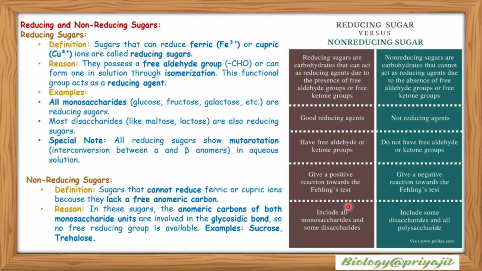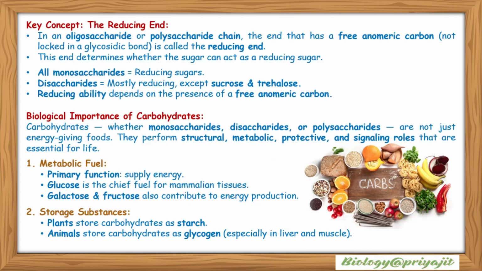This is the difference between reducing and non-reducing sugar. Now we'll go to the key concept, the reducing end. In an oligosaccharide or polysaccharide chain, the end that has a free anomeric carbon, not locked in a glycosidic bond, is called the reducing end. This end determines whether the sugar can act as a reducing sugar. All monosaccharides are reducing sugars. Among the disaccharides, most are reducing except sucrose and trehalose. Reducing ability depends on the presence or absence of a free anomeric carbon.